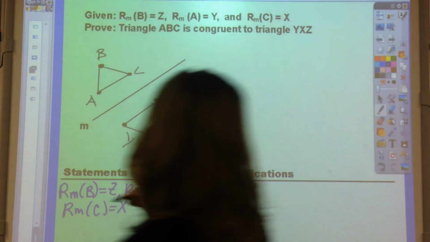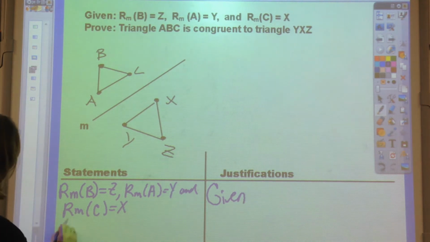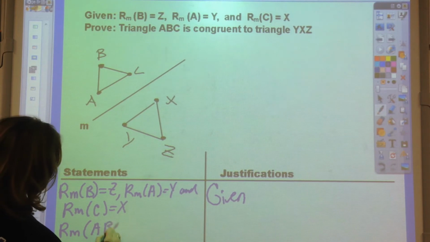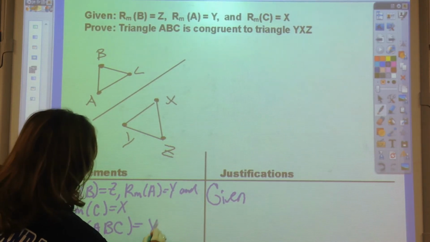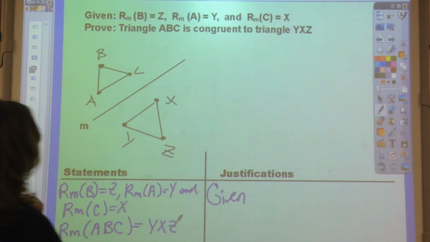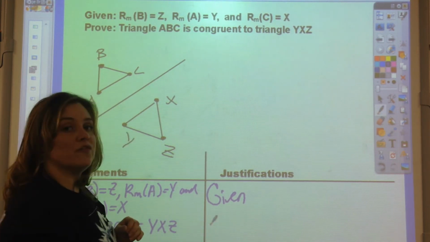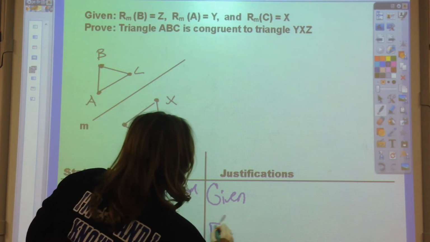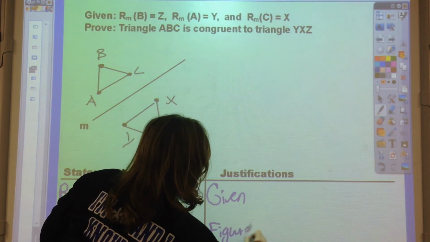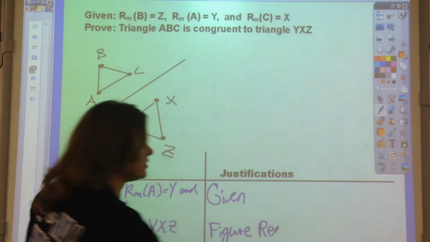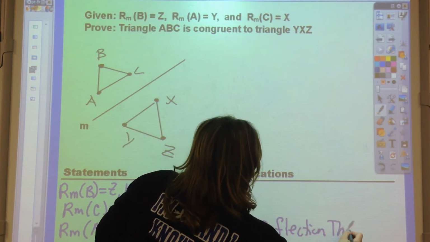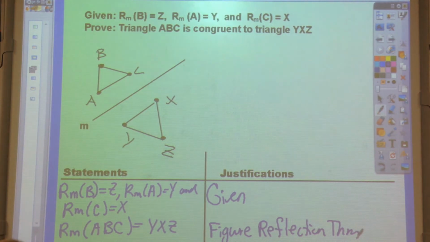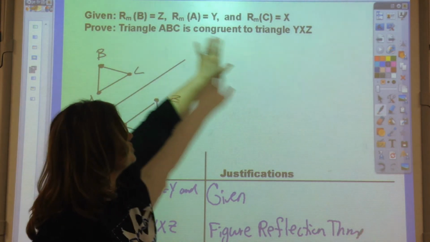So I can simply say now, if I reflected point by point, that the reflection over M of ABC equals YXZ. And that is due to the figure reflection theorem. And if you don't remember it, just go back to that first slide. And now I've shown that these shapes are reflections of each other.